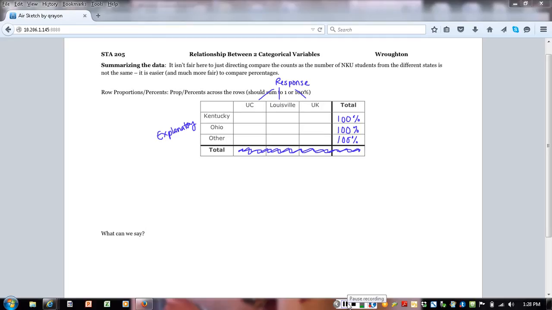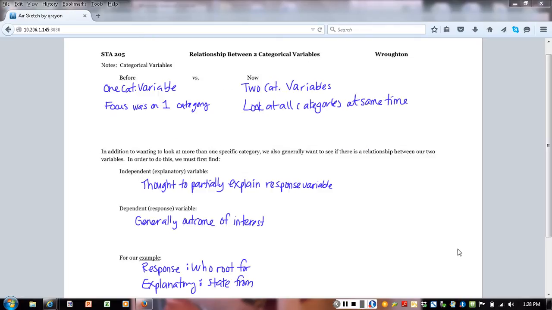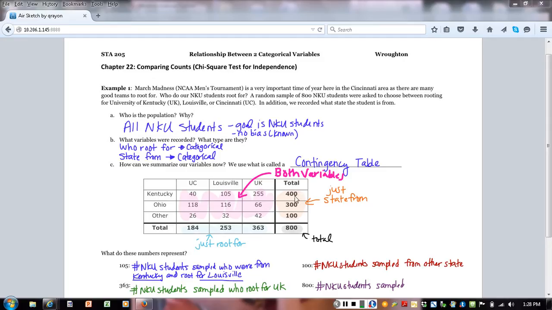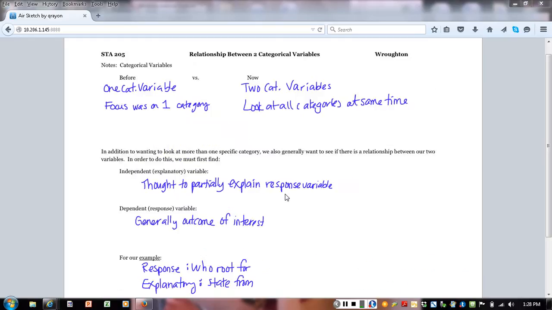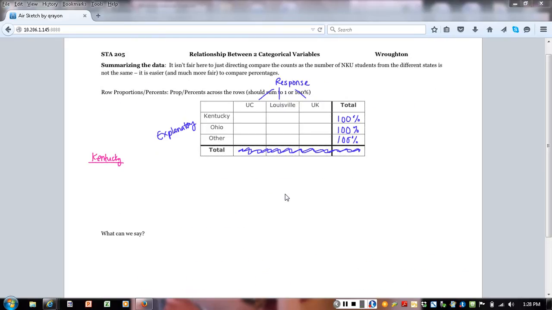Alright, so how a row percentage is going to work, we're going to look at one row at a time. So let's first just look at Kentucky. If I want to calculate my row percentages, I'm going to have to use my actual numbers first. So if we're looking at just Kentucky, we have a total of 400 people from Kentucky. Well, of those 400, how many of them rooted for UC? 40. So I'm going to take 40 out of 400. That's going to give me my row percent there. So that gives me 0.10. So then I'm going to put 10% there.